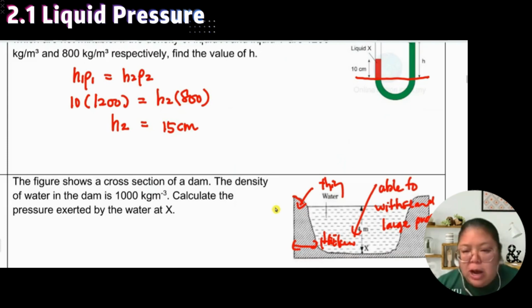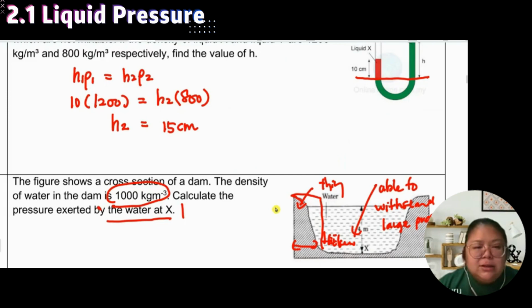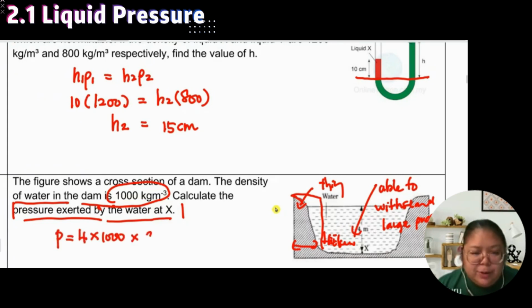So if you say, oh, I build all of it thicker, actually you can, but you waste the money. At the top the pressure is less, so there's no need for a thick wall, only at the bottom. From here they say the density of the water in the dam is provided. Calculate the pressure. They say pressure of the water, for the water only, so we just take the meter. Pressure equals the height, then the density, then the 9.81. So from here, Fankai, give me the answer for this one.